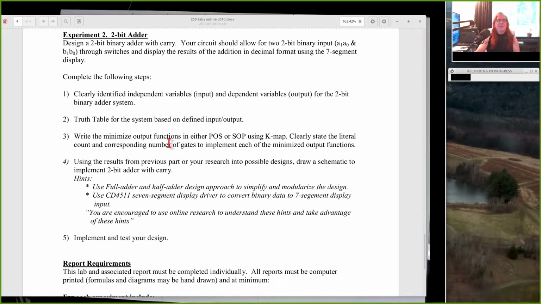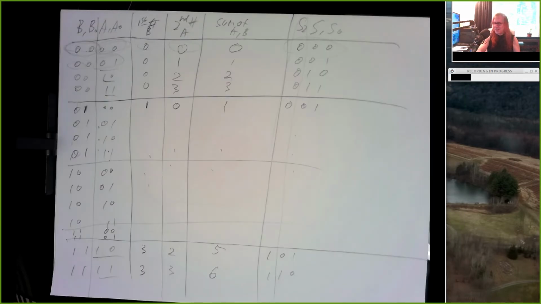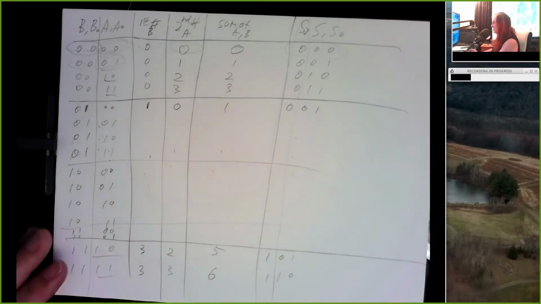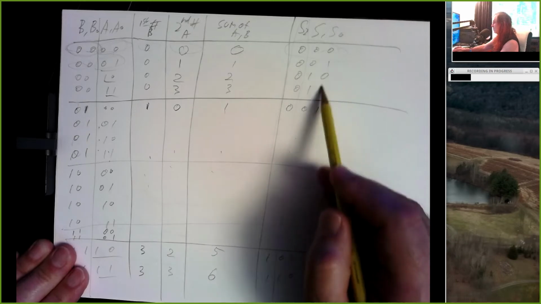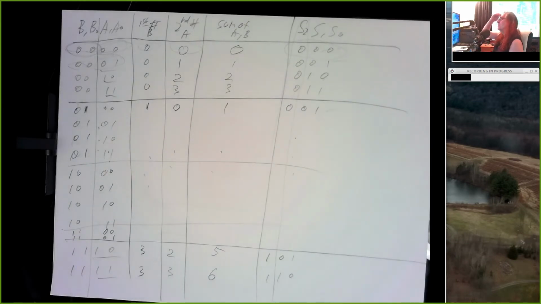All right, step 3, write the minimized output functions in either POS or SOP using K-maps. So that's business as usual. So S0 equals, S1 equals, S2 equals. You can pick off the min terms on the ones. You can pick off the max terms on the zeros. Your choice, and simplify those equations. And some of them will simplify nicely, some of them will not. They're still going to be pretty complex though. But you got to have those equations in your report.